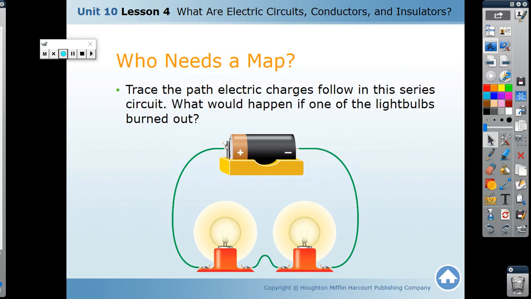Trace the paths electric charges follow in this series circuit. What would happen if one of the light bulbs burned out? In a series circuit, electric charges must follow a single path. The charged particles move from the battery's positive terminal to its negative terminal. So if one light bulb in a series circuit burns out, all of the lights go out because the circuit is broken.